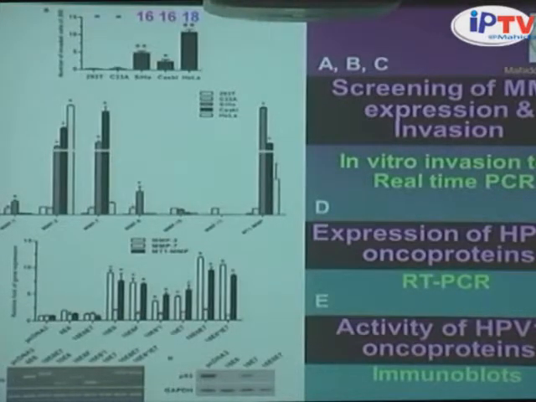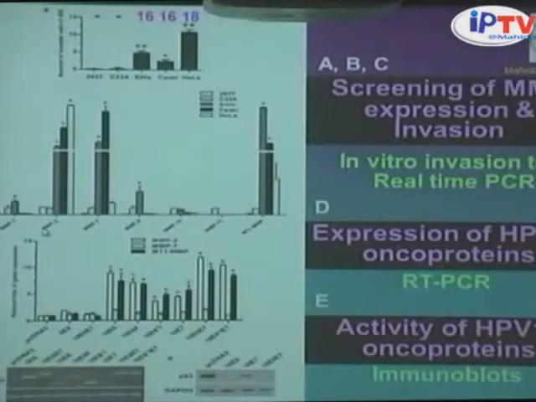cells containing HPV versus the cervical cancer cell without the HPV. Now, the first two cell lines are HPV negative. 293 is not the cervical one, but it is used as a control of the HPV negative too. The last three cell lines are HPV positive. The first two contain type 16 and the last one contains type 18.